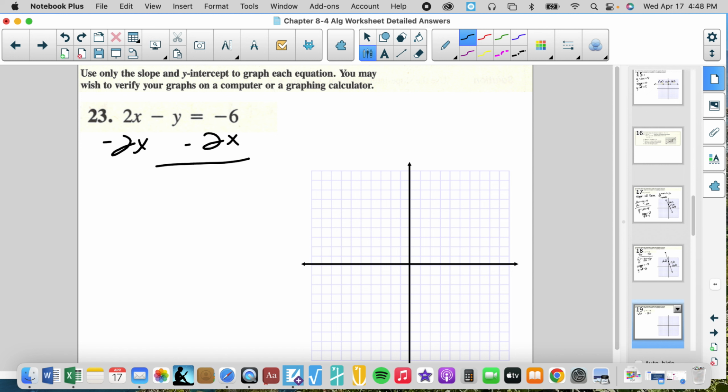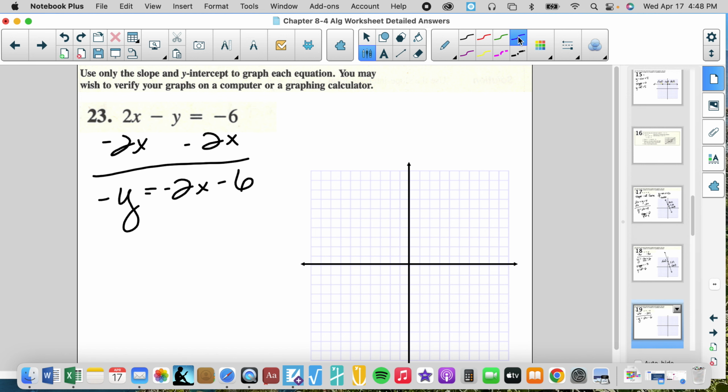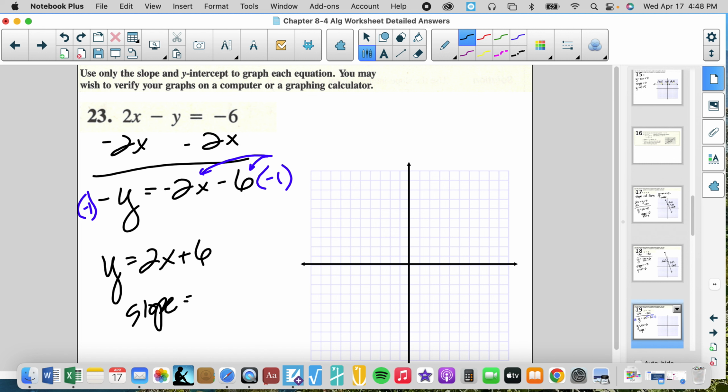Subtract 2x. We're isolating for y. That leaves me with negative y equals negative 2x minus 6. We need to get rid of that negative in front of the y, so we'll multiply everything by negative 1. That gives me y equals 2x plus 6. So my slope is 2. My y-intercept is 6. Let's go to 6 on the y-axis.